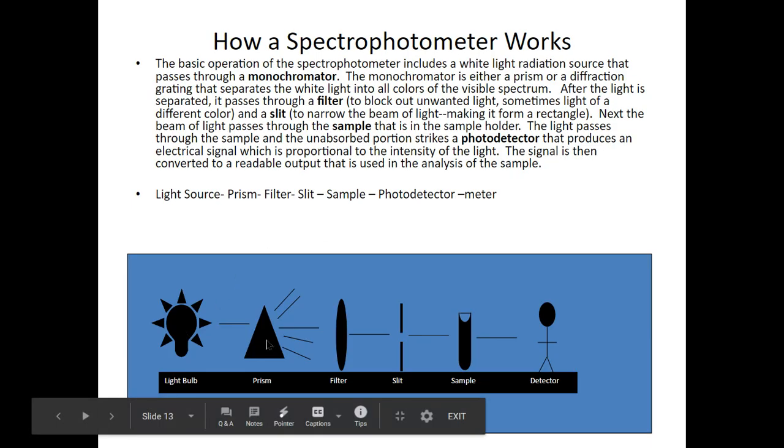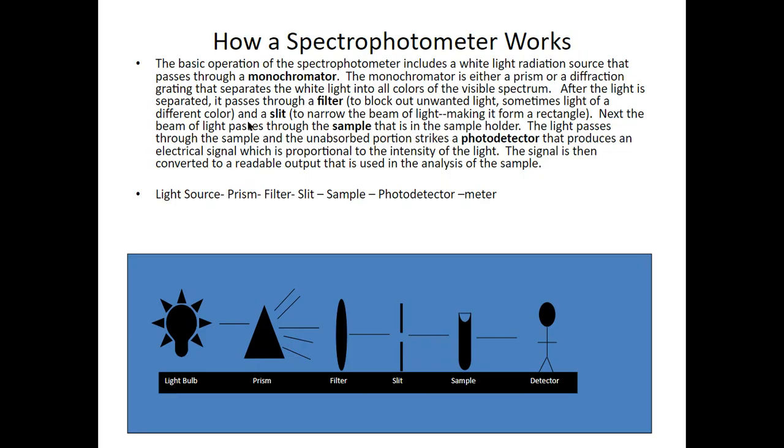Here's the light. Here's the prism or diffraction grating. It's going to go through, then it's going to pass through a filter, and that's going to block any unwanted light, sometimes light of a different color. And then there's a slit to narrow the beam of light, making it form a rectangle. Next, the beam of light passes through the sample that's in the sample holder. The light passes through the sample, and the unabsorbed portion strikes the photodetector that produces an electrical signal, which is proportional to the intensity of the light. That's photons per second, the intensity. So the signal is then converted to a readable output that is used in the analysis of the sample.